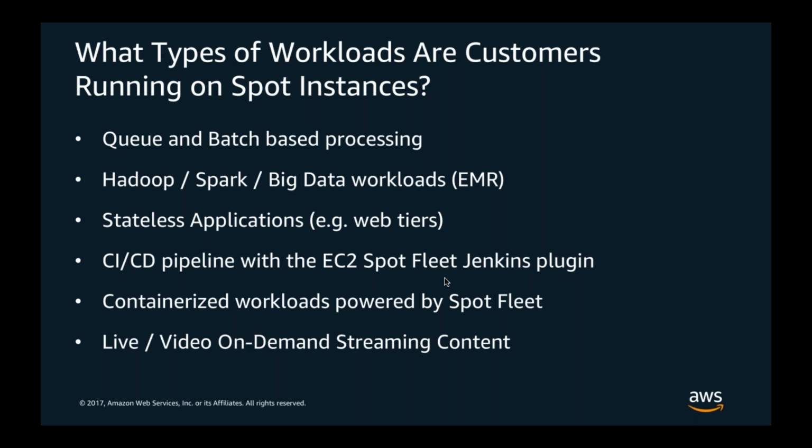CI/CD pipelines, continuous integration and development, right? We have a lot of customers that are using the EC2 Spot Fleet Jenkins plugin. It's a plugin that you can find online. You can enable it in your existing Jenkins deployment. What it does is it allows Jenkins to send jobs into a fleet of spot instances that are powered by Spot Fleet, and that fleet will essentially scale up and scale down based on the number of jobs in the job queue in your Jenkins cluster.